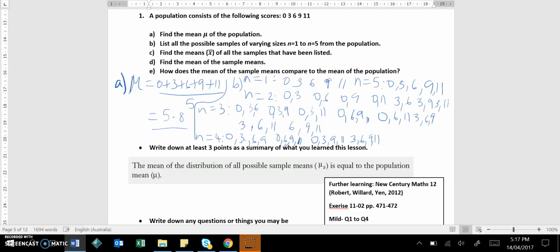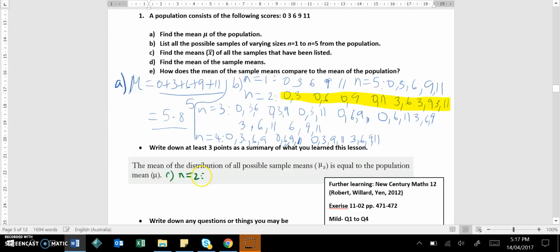So when n is 2, you would have, so we're going to write it like this, and I'm going to have to write down here because I've run out of room. So this is part C. When n is 2, I'm looking at all these ones here. Okay, and I'm going to find the mean of all those.